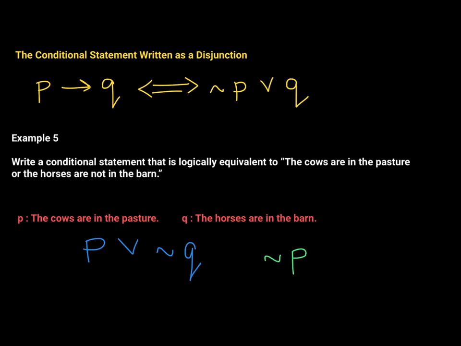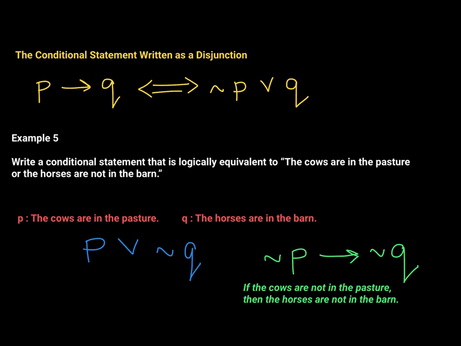Not P, and then the conditional symbol, and then not Q. So if not P, then not Q. This would symbolically be the equivalent statement. In words, it would be: if the cows are not in the pasture, then the horses are not in the barn. That statement is logically equivalent to the given statement. I hope that makes sense.